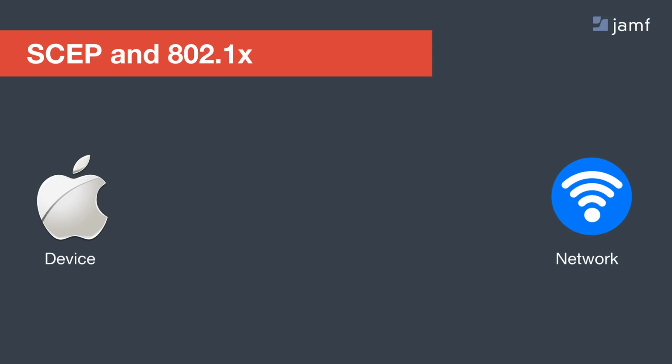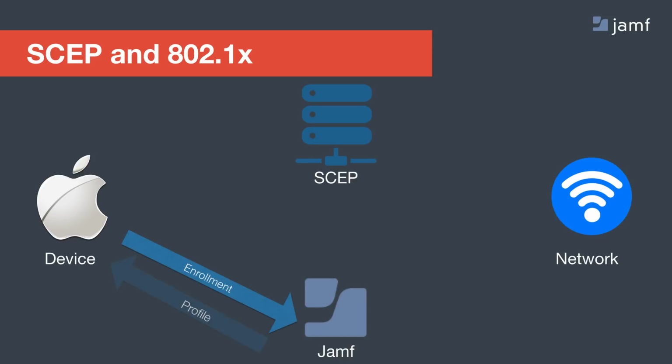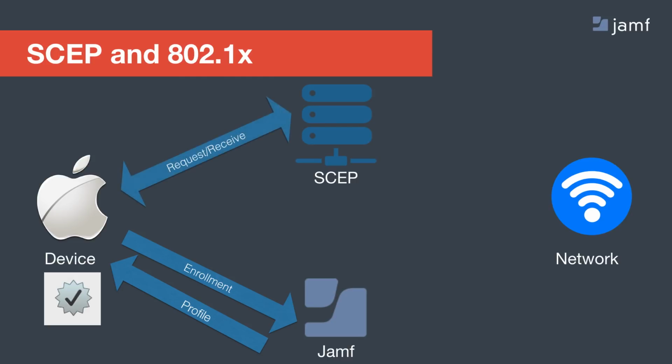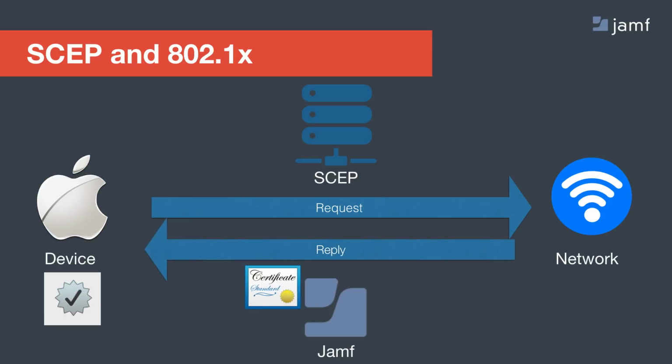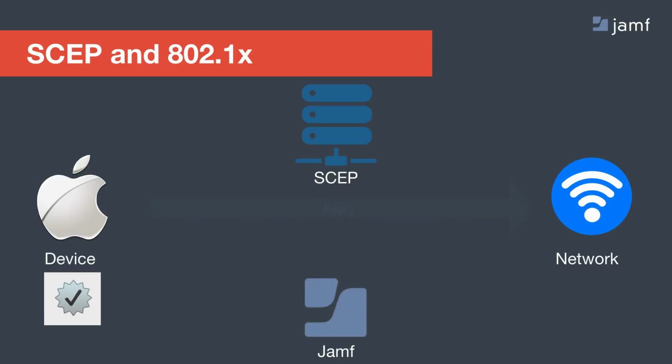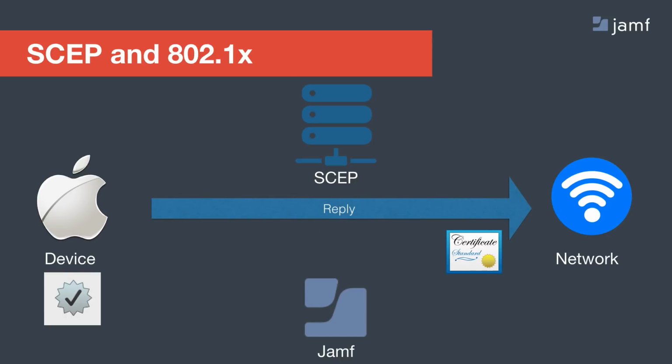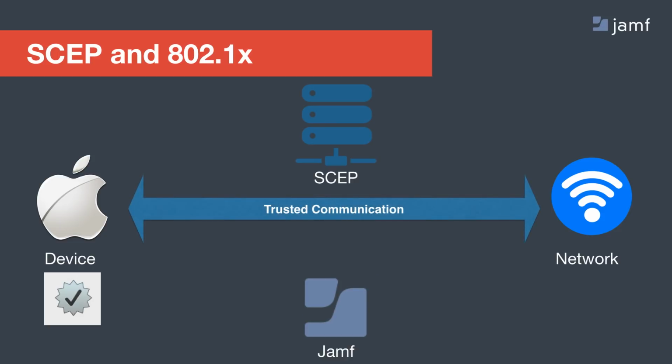To resolve this, we need to have an intermediary verify the device and issue the certificate needed to gain access. In this example, the device enrolls in Jamf and gains a profile for the network connection, which contains instructions for getting the certificate from the SCEP server. The device will request and receive a certificate from SCEP, which will then use that to gain access to the network. The network recognizes the certificate as being from a trusted source and grants access. This setup could be more complicated depending on the network, but we wanted to provide a broad overview of what's happening with 802.1x.